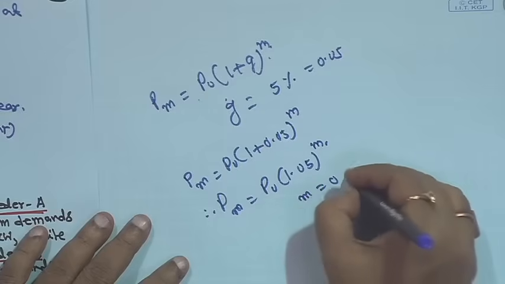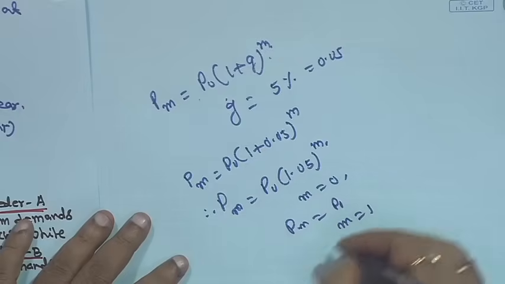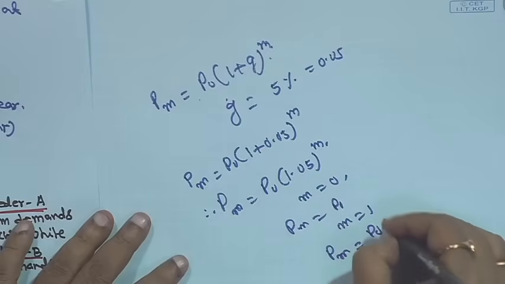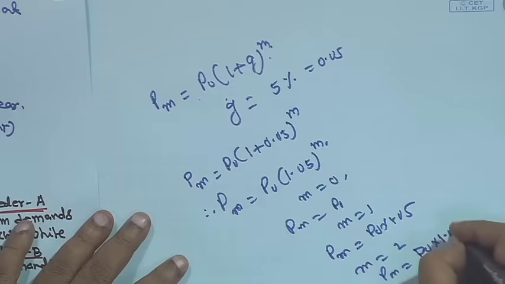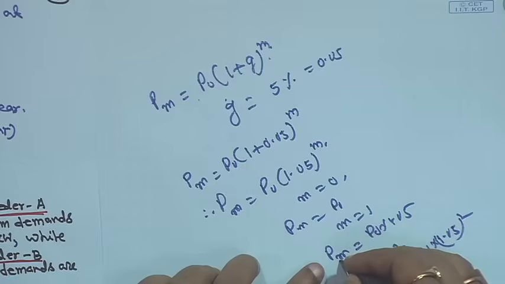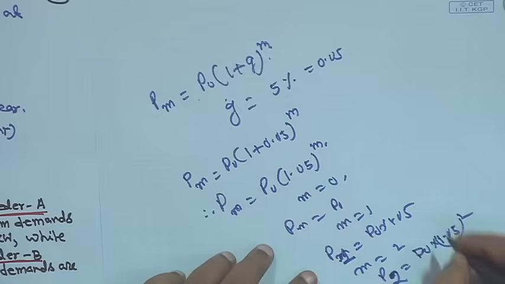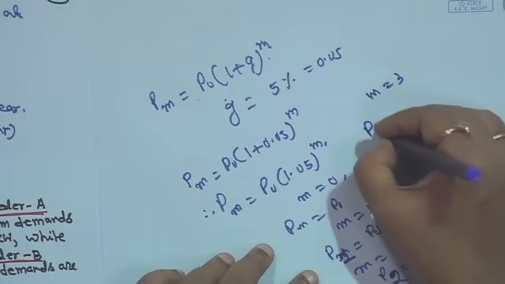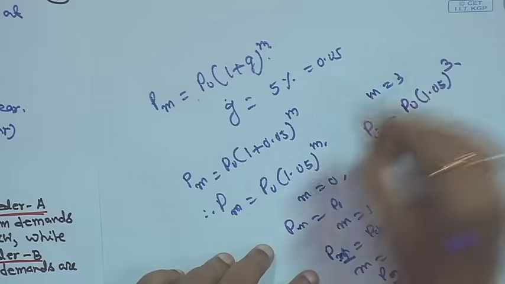When it is the base year, when m is equal to 0, Pm is equal to P0, it is automatic. Now when m is equal to 1, Pm is equal to P0 into 1.05. When m is equal to 2, Pm is equal to P0 into 1.05 square, and so on. Similarly, for m equal to 1, P1 after the first year, when m is equal to 2, P2 is equal to this one. Similarly, when m is equal to 3, P3 is equal to P0 into 1.05 cube, right.